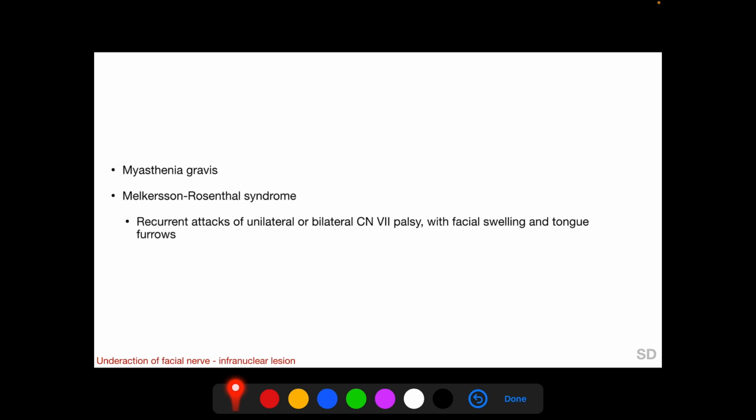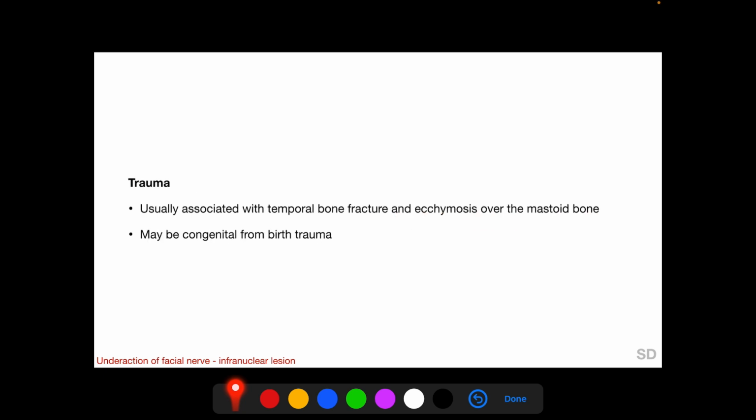Myasthenia gravis can affect the neuromuscular junctions of orbicularis oculi and resemble infranuclear facial nerve palsy. And Melkersson-Rosenthal syndrome is characterized by recurrent attacks of either unilateral or bilateral 7th cranial nerve palsy with facial swelling and tongue furrows. Trauma may injure the infranuclear facial nerve, and this is usually associated with a temporal bone fracture, and we will find ecchymosis over the mastoid bone. Even birth trauma can cause a congenital facial nerve palsy.